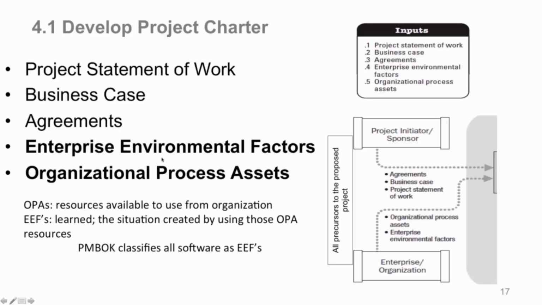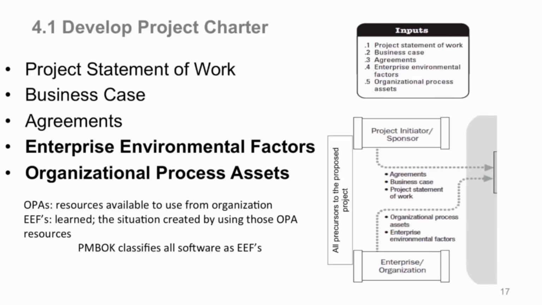And again, just a reminder, the OPAs are resources available from your organization, and the EEFs are learned. They're things that you just learn about and understand in the culture, and they're created. One other way of characterizing those is they're created by using those process assets. The way you use them is the way it affects your environment and the influences in the success of your project. So it's kind of the way it works. And again, all software is classified as an environmental factor. That's just the way it is.